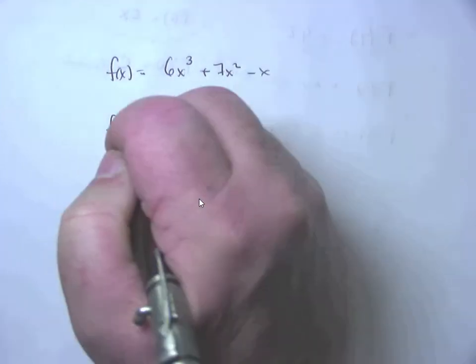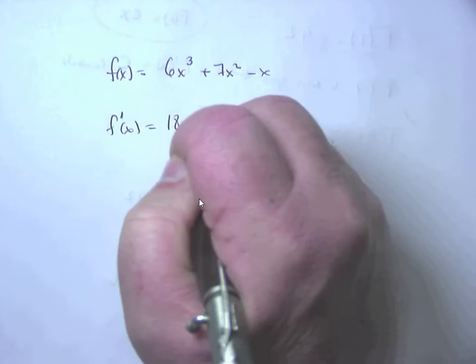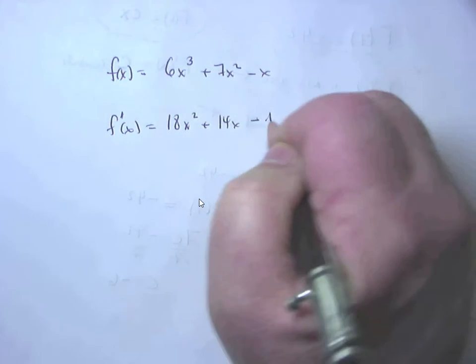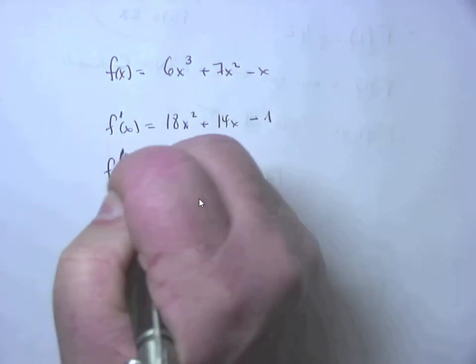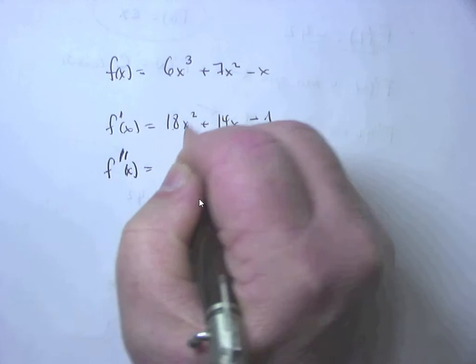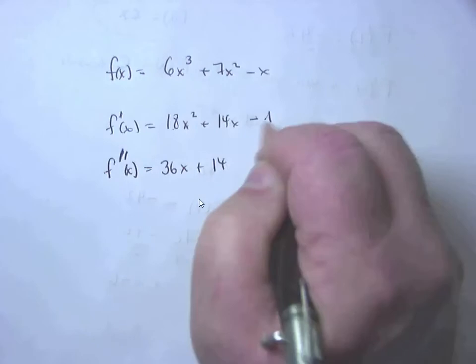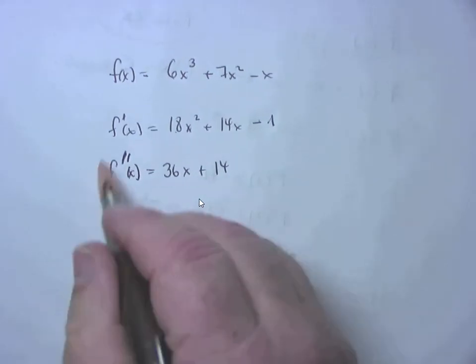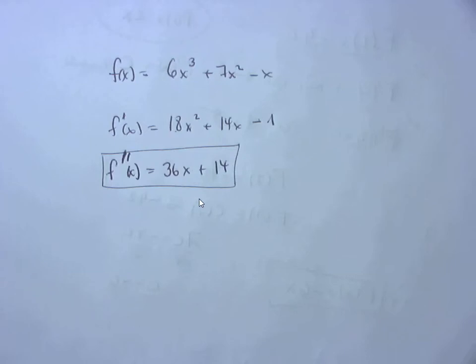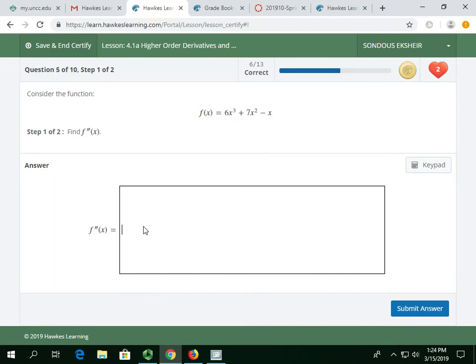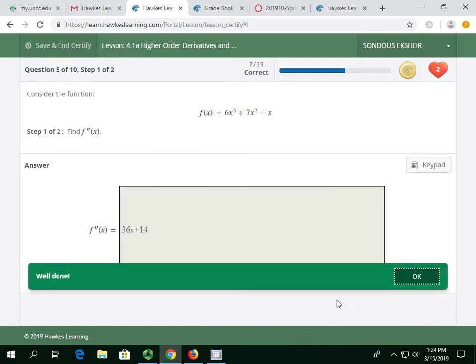So f of x was equal to 6x cubed plus 7x squared minus x. Your first derivative is going to be 3 times 6 is 18x squared plus 2 times 7 is 14x, and minus derivative of x is 1. Now your second derivative: derivative of 18x squared, well 2 times 18 is 36x, plus derivative of 14x is 14, derivative of minus 1 is 0. So this is my answer. So come back over here and I'm going to type it in. It's 36x plus 14. With simple functions, I don't need my keypad at all. So boom, I submit it, and well done.